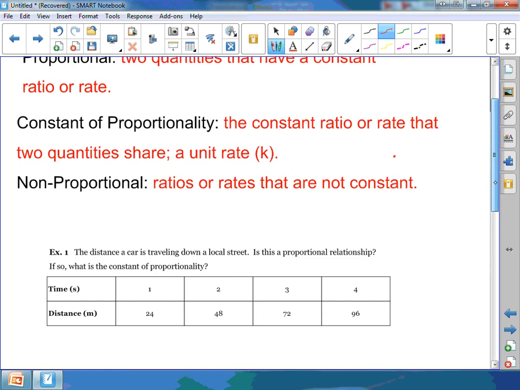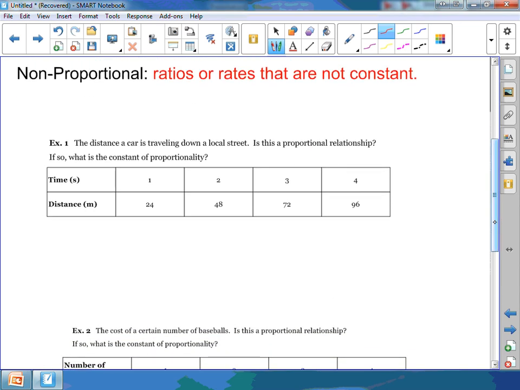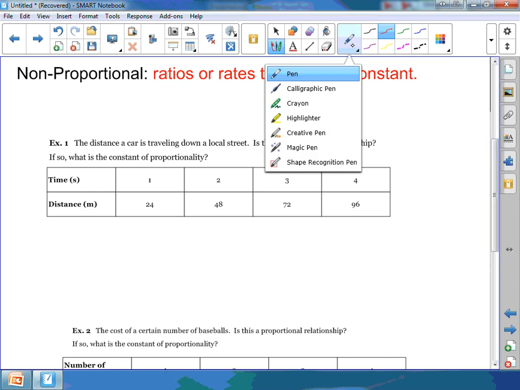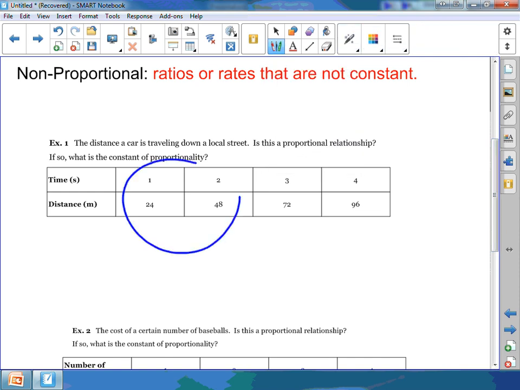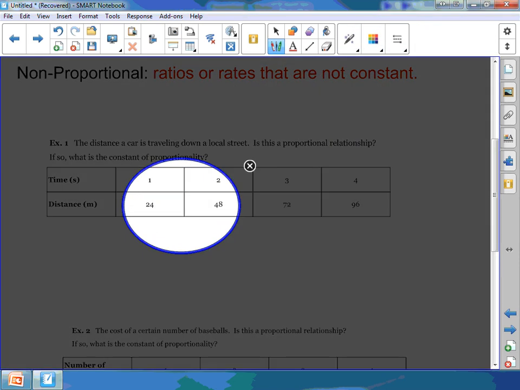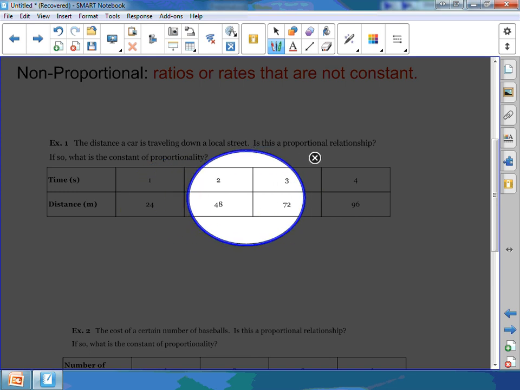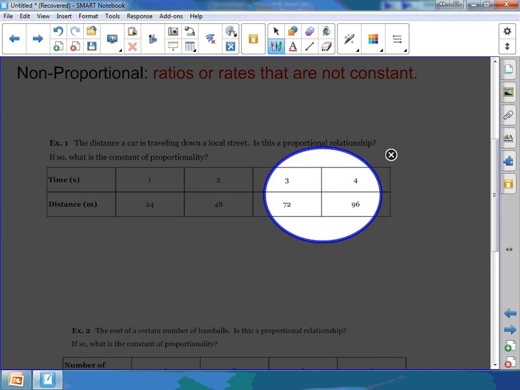Remember we did these when we first learned about proportionality? Remember what distance a car drives down the street? We've already solved all of this. If you look at just this first set right here, the ratio of 1 to 24 and 2 to 48, do you get the same product? Yeah, I can test this throughout. 2 to 72, if I multiply 2 by 72, I get 144. 48 times 3, 144. It's going to work every single time.